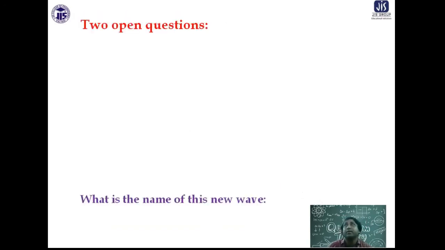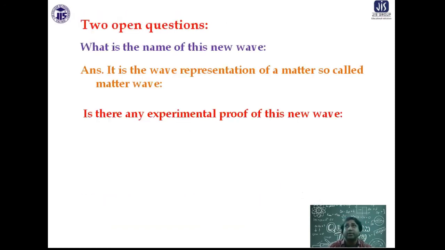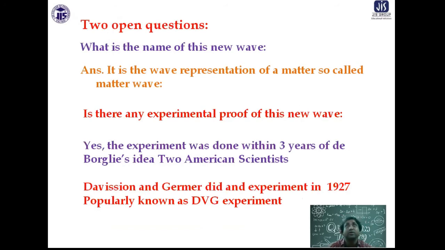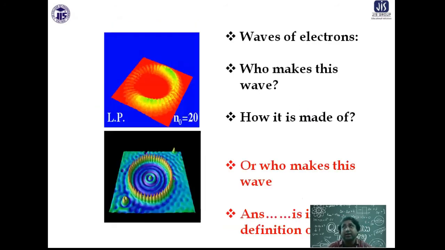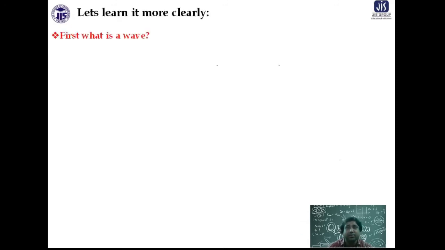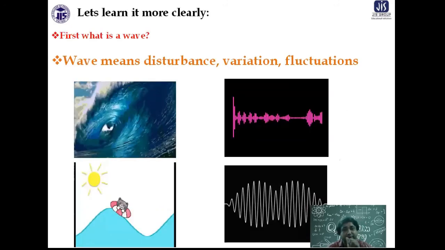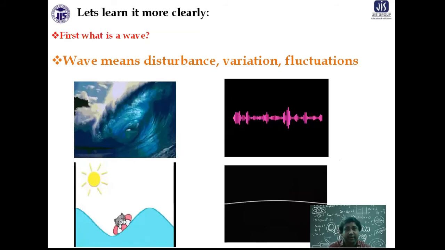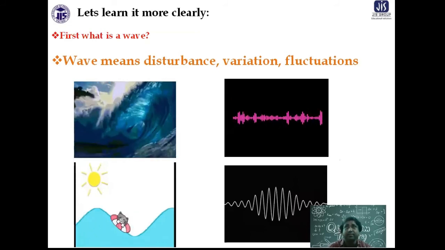So here comes a very important question: how to prove that experimentally? Davisson and Germer have proved it, I told you. The next question is what makes this wave? Matter is showing wave nature, de Broglie is telling, but which kind of wave is it? To answer this question, to remind you, I'll get into the very basic definition of wave. Wave means disturbance, wave means fluctuation, wave means variation.